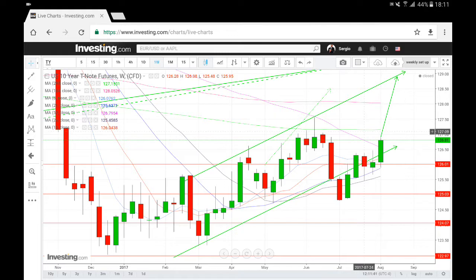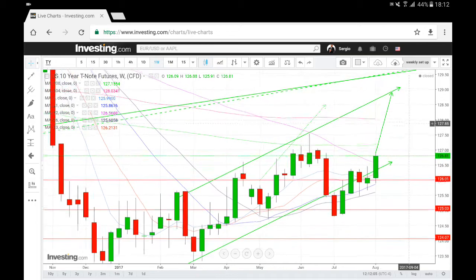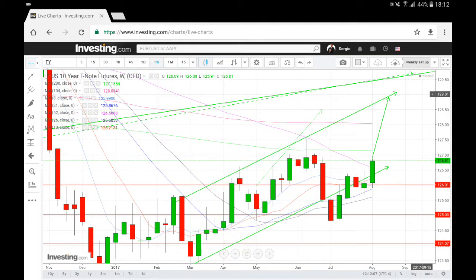So first of all, you see your 208 moving average at 127 is acting as a resistance, so we need a close above that particular level, and that particular level is a strong resistance, and then we're gonna see higher prices for your bonds, for your notes, your 10-year treasury notes, and you're gonna see the T notes moving up towards 129.